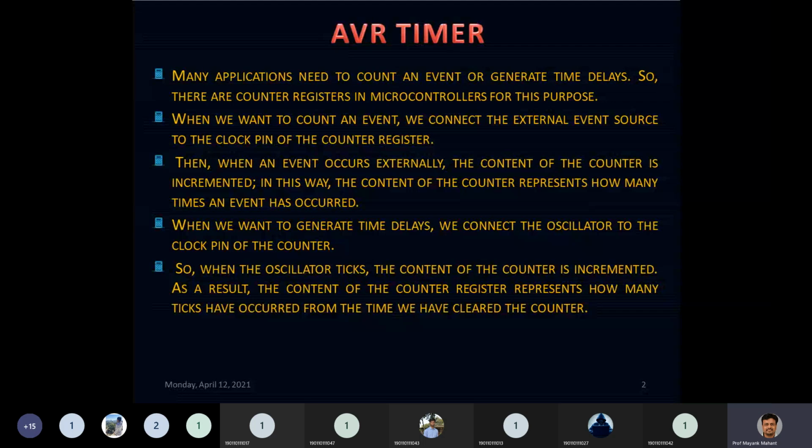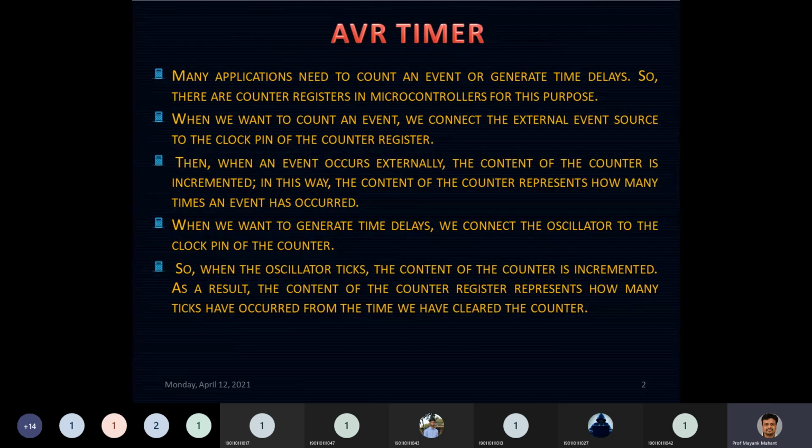So when an oscillator ticks, meaning whenever an event occurs on an oscillator. An event is nothing but the changing of the signal, whether it is changing from 1 to 0 or 0 to 1, we can say that it is an event. With every tick, the content of the counter is incremented, and as a result, the content of the counter represents how many ticks occurred. So if I say 5 clocks, then every 5 clocks, the content of the counter register increases.